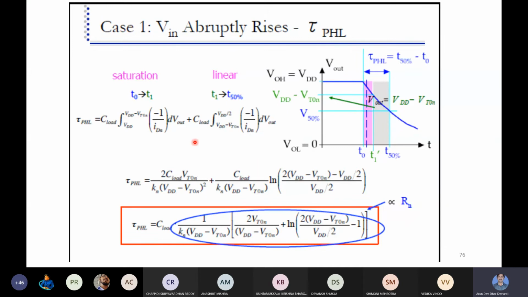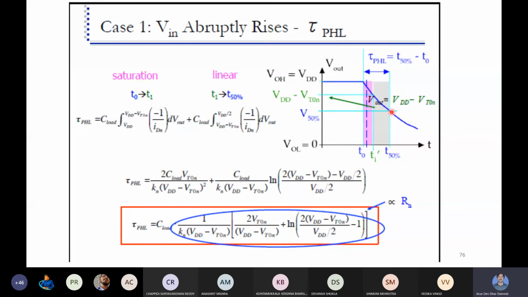The same thing we are writing here again. The TPHL is written together, everything together, from T0 to T1, as in this diagram. The same thing we are trying to explain, that VDD is basically VOH, so in terms of VOH also we can write. This output is initially high, then it is switching from high to low. During this switching period, at some point it comes to VDD minus VTN0, and at some point it comes to the 50% point, meaning VDD by 2.